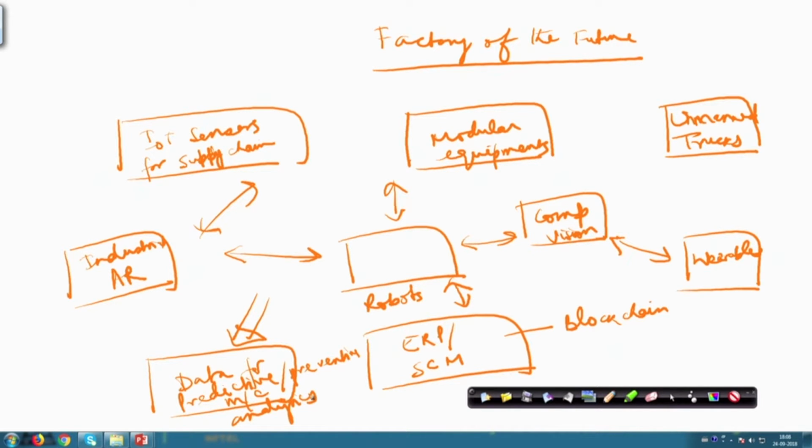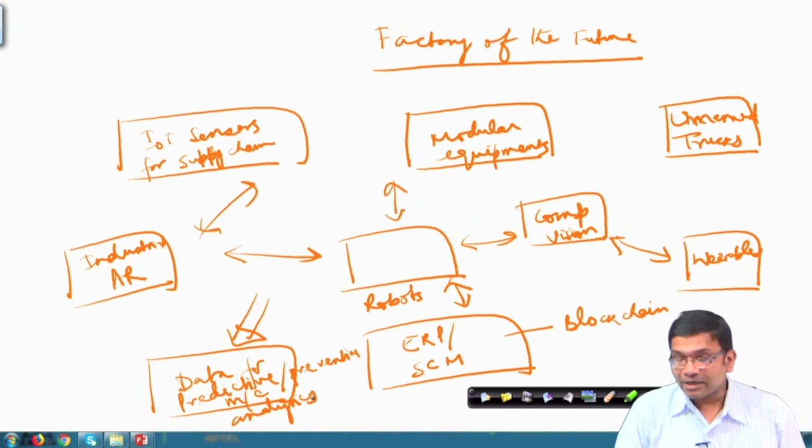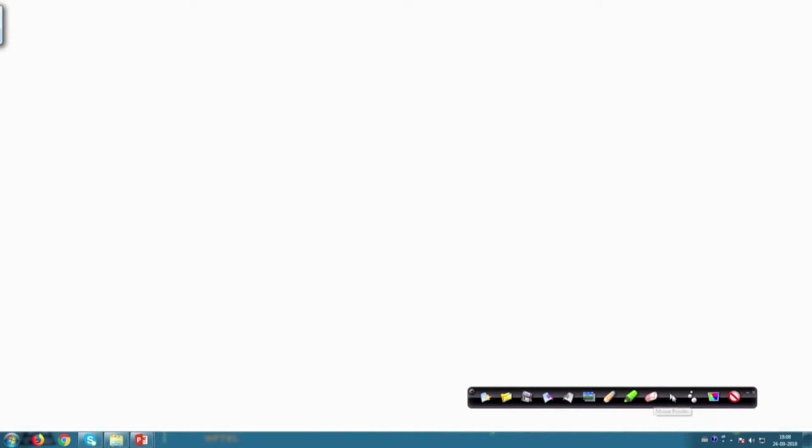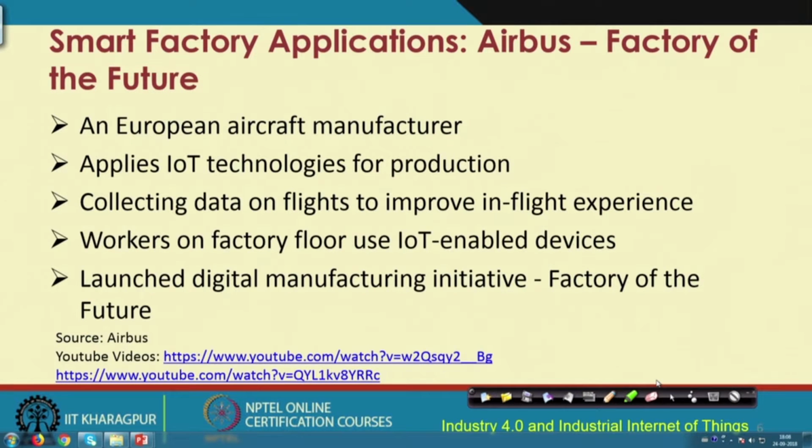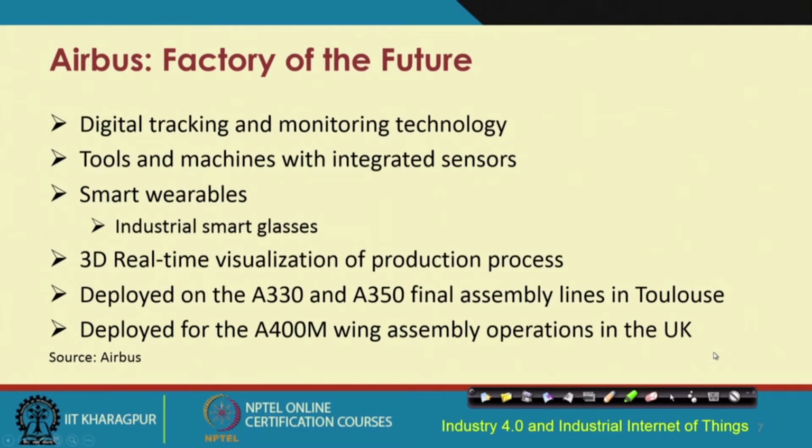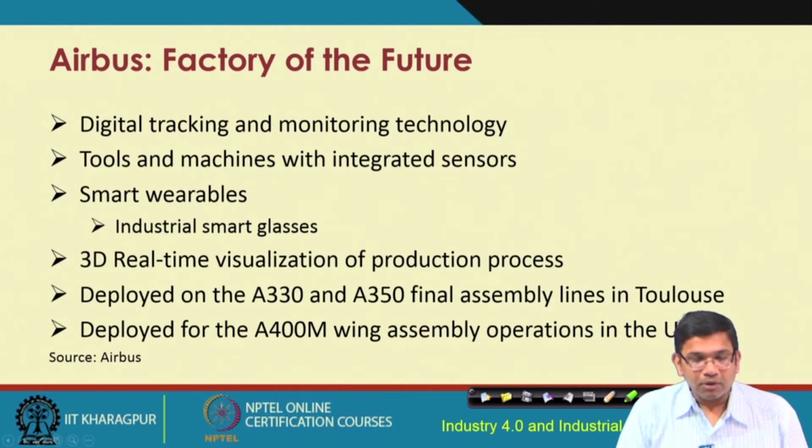As I told you, Airbus has already adopted the factory of the future. So, let us now proceed further and look at these other implementations that Airbus has adopted with respect to the factory of the future. With respect to the implementation of factory of the future, Airbus now has mechanisms for digital tracking and monitoring.